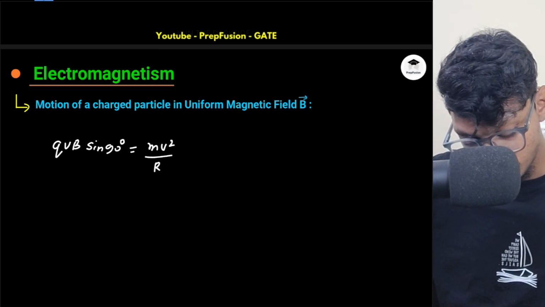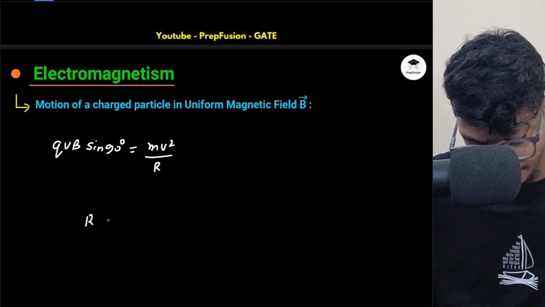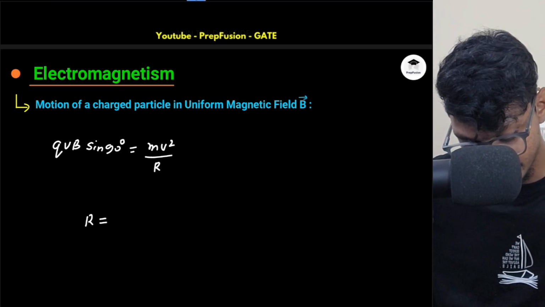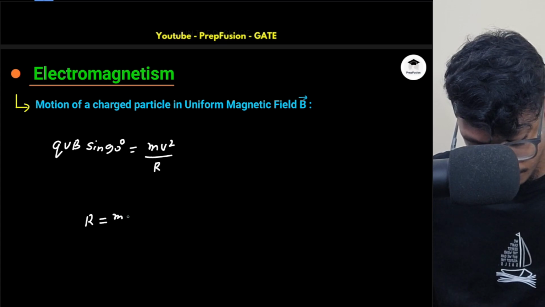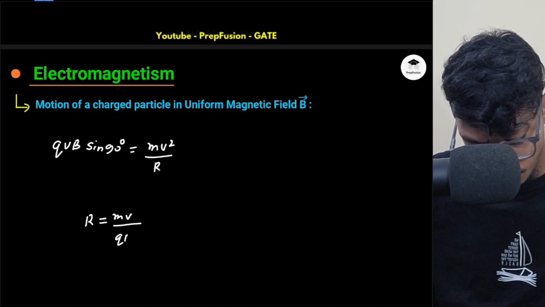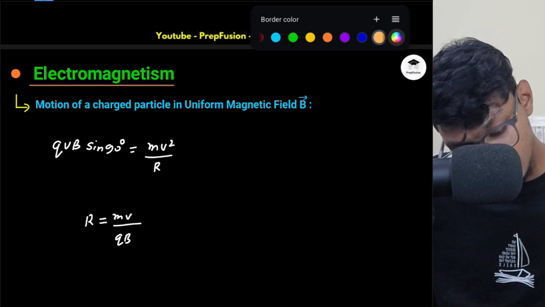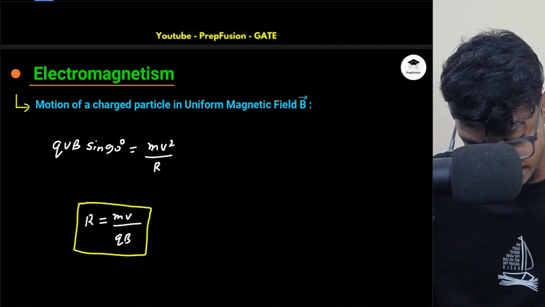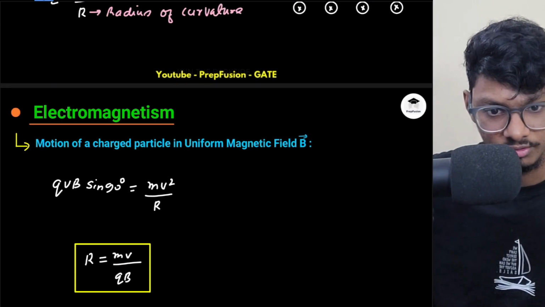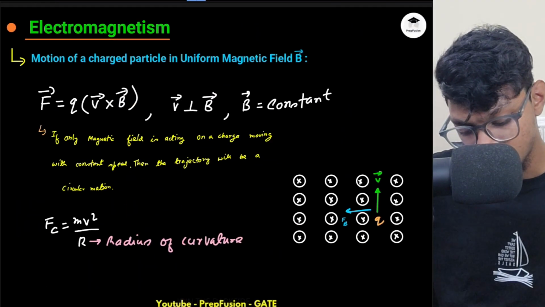So from this I will be able to find out what will be the radius of curvature. Radius of curvature will be, V will get cancelled, this will become mv by qB. Now this is a good formula. You don't need to remember it. Just try to understand how I got this expression. That's the only thing I wanted you to take away from this, right? Just try to understand how I derived this.